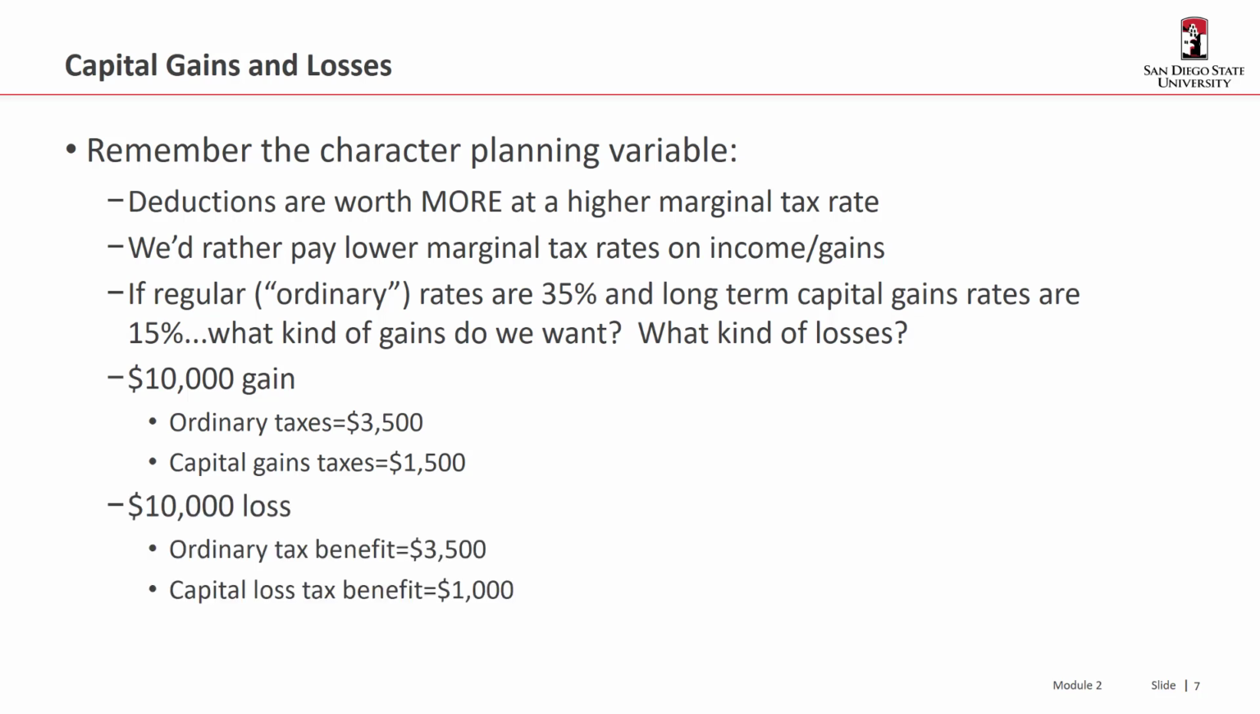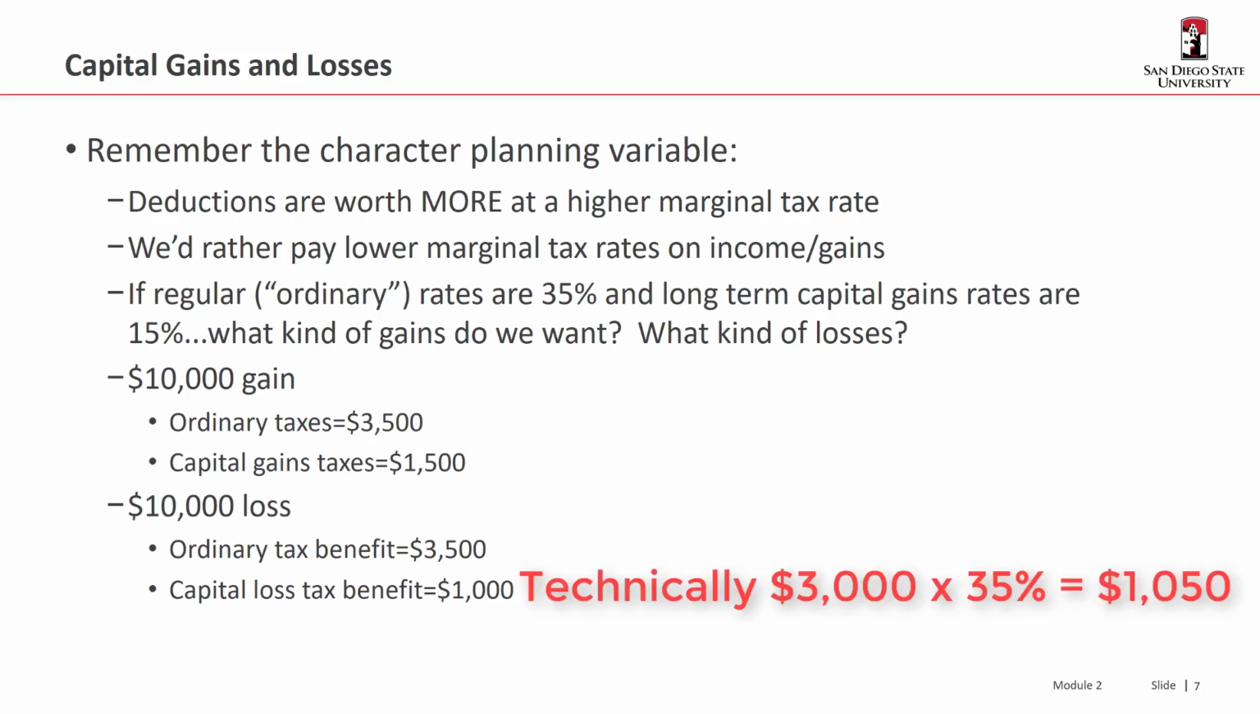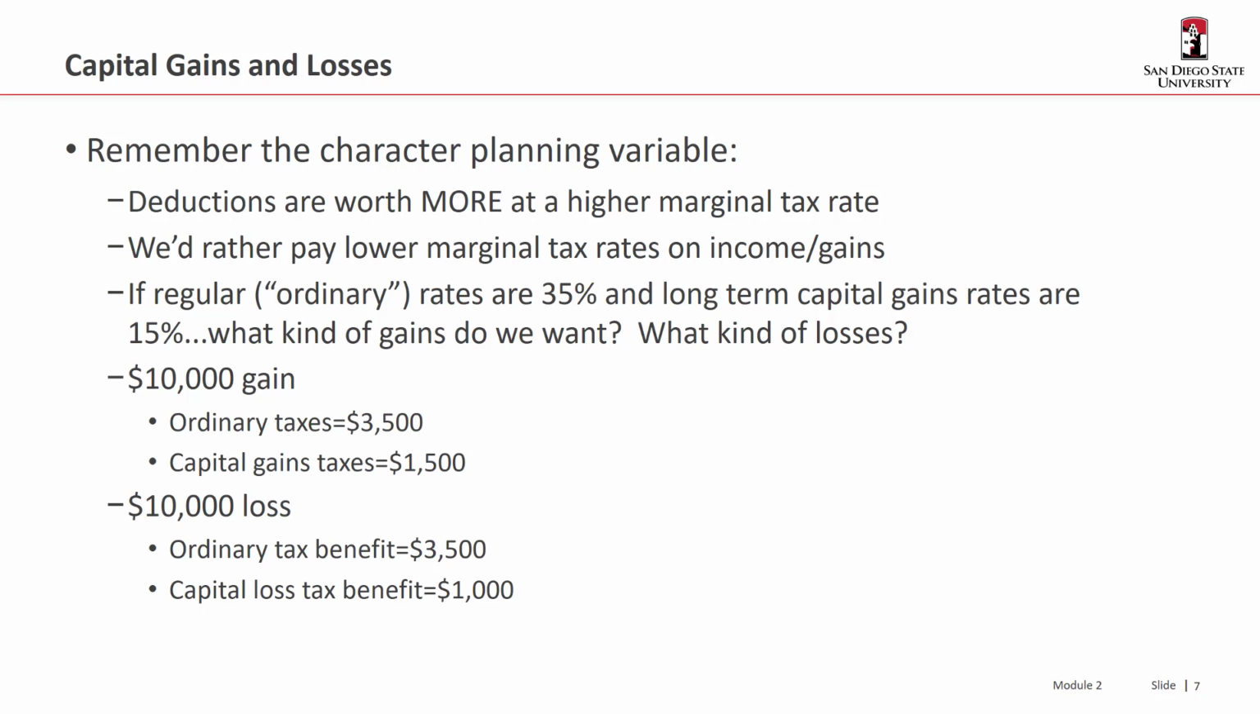If that's a $10,000 loss, the tax savings we derive from that deduction is $3,500, whereas at capital gains rates, it would only be $1,000, because remember, we'd only get a small portion of that, the $3,000, and we'd offset that against our income. If it's a corporate taxpayer, there's no capital loss benefit at all, except that you can carry it back or forward.